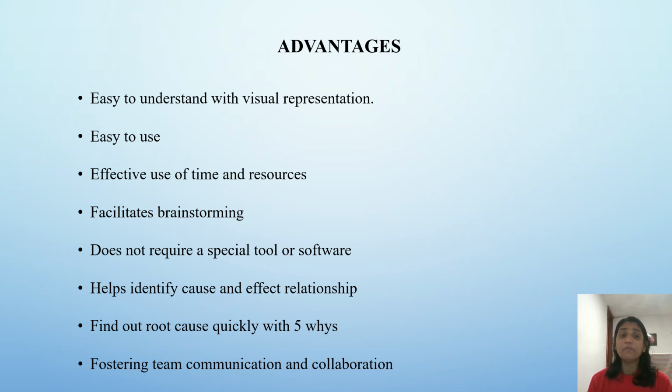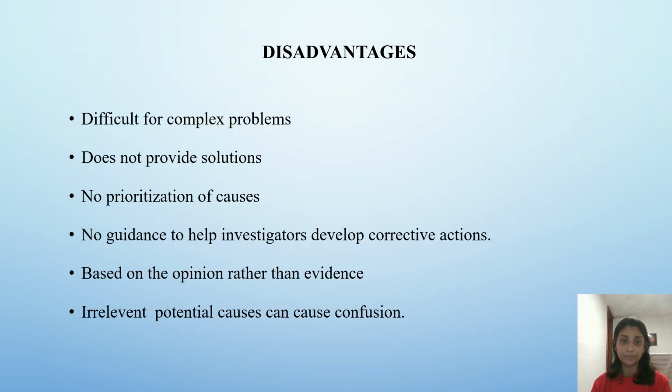Moreover, it helps identify cause and effect relationships. So the picture looks like a bone, it is related to each other, and we can find the root cause quickly with the 5 whys. I've shown that already. Always we have to ask 5 whys. It is very easy to prepare this diagram. And the last one is fostering team communication and collaboration. So here we can see lots of participation from other members also.